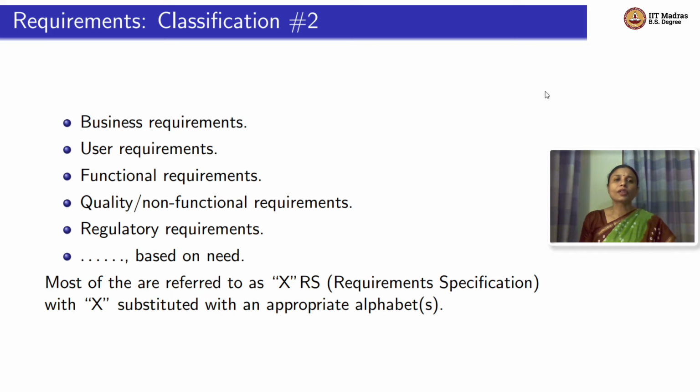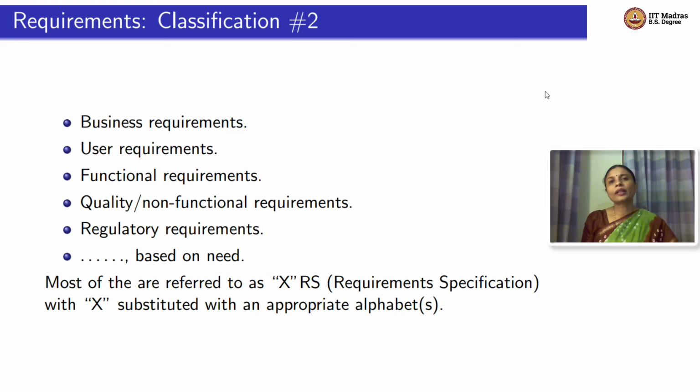Another kind of classification tries to classify requirements based on their types. Requirements could be related to business, could be related to what the users want, could be functional requirements, or could be quality or non-functional requirements. There could be regulatory requirements, and so on and so forth, based on the domain, based on the development of software. Almost all these requirements are used and defined as a process of software product development.